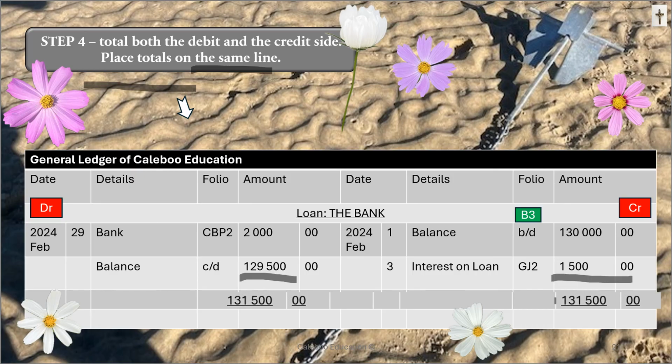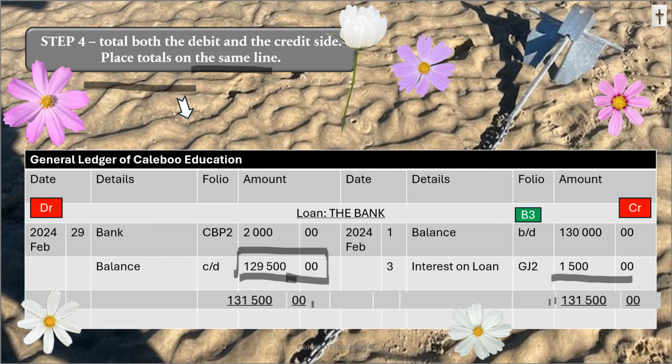be done if you do accounting manually. This is just the way it is done, right? Balancing general ledger accounts. So step 4, we total both sides, and this is most probably where the word balancing comes from. The two sides are equal because we've added to the smaller side the balance carried down.